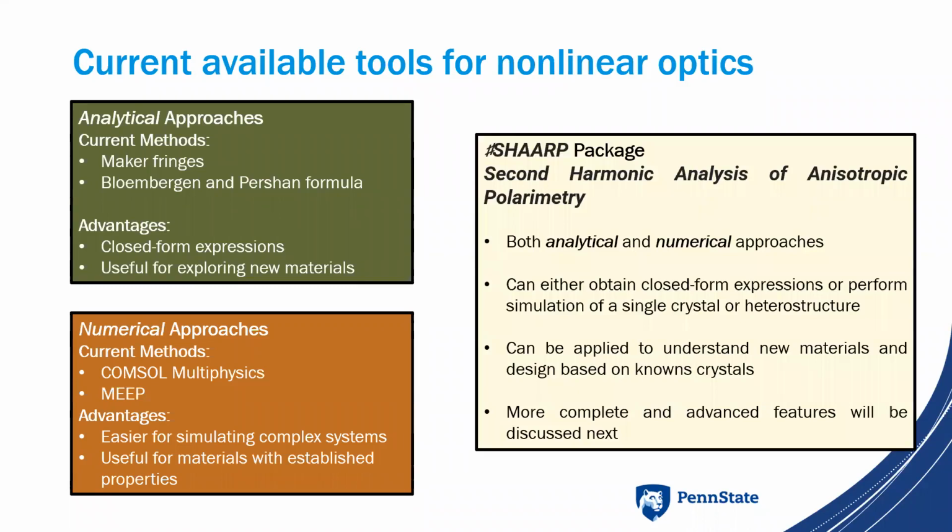SHAARP package stands for second harmonic analysis of anisotropic polarimetry. The SHAARP package will include both analytical and numerical approaches. It can also generate closed form expressions of a single crystal or a heterostructure. This package can not only be used to study new materials to explore their SHG properties, but it can also perform anisotropic designs based on known materials. Some detailed features will be covered in the next slide.